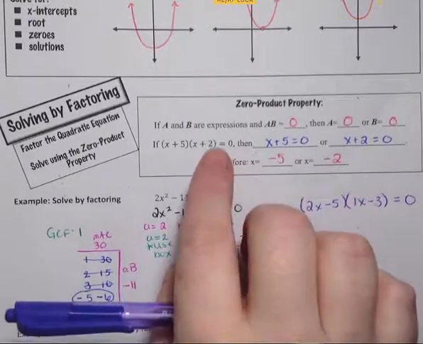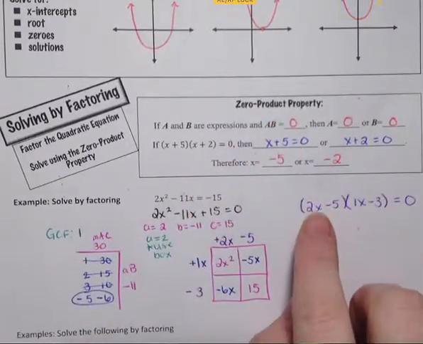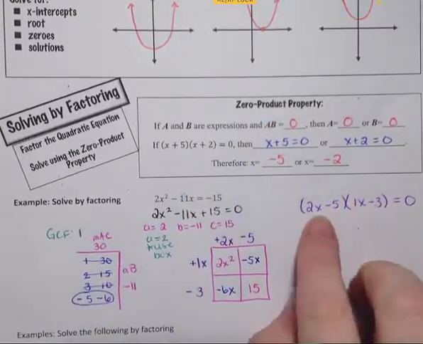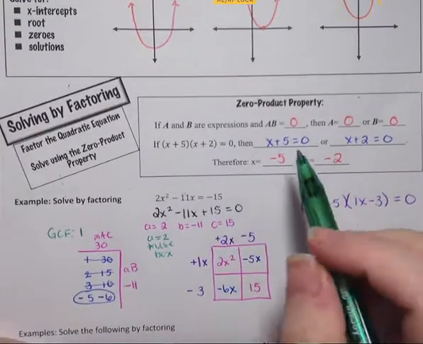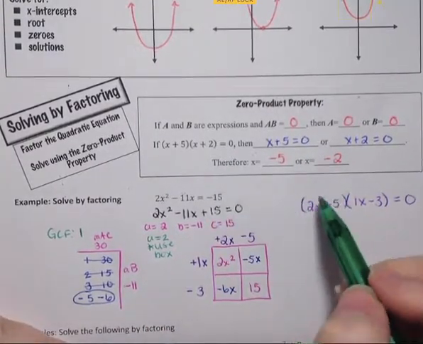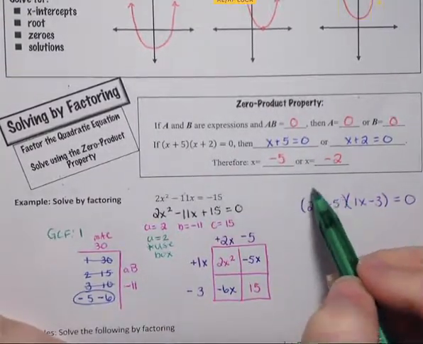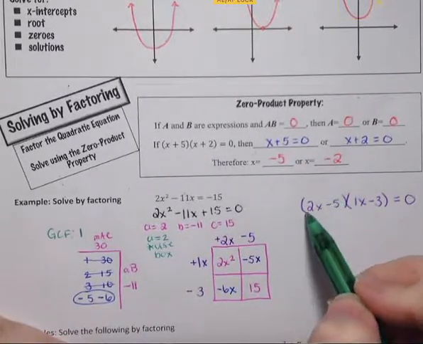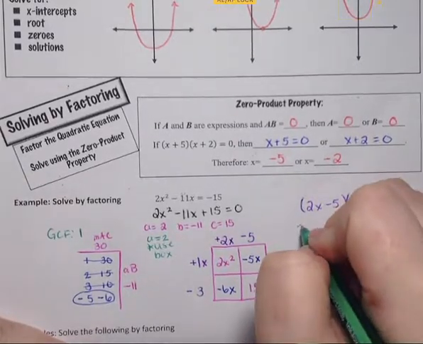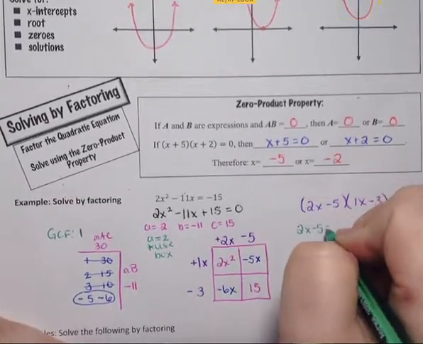Because now I can use the zero product property and figure out what value of x will make this entire equation equal to 0. So we take our values. If it has a variable inside the expression, we need to use it. So this first expression is 2x minus 5. It has a variable, so I need to take this entire expression, 2x minus 5, and set it equal to 0.